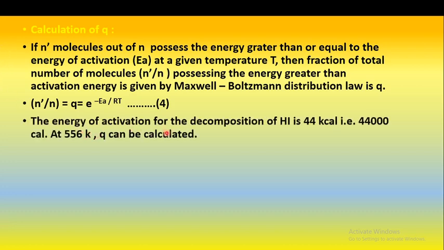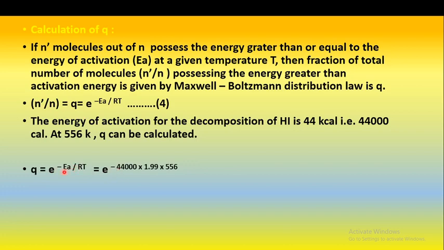The energy of activation for the decomposition of HI, that is Ea for the HI molecule, is 44 kilocalorie, or 44,000 calorie. At 556 K, Q can be calculated. If we know the activation energy and the temperature, that is 556, we can calculate Q, the fraction of total number of molecules. Therefore, Q is equal to e raised to minus Ea upon RT.